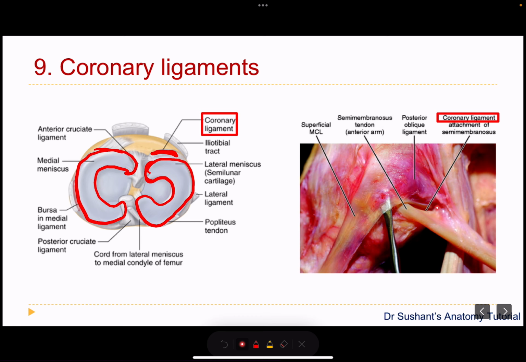Here a part of the coronary ligament is also seen. This is an actual specimen of the knee joint. So that's the coronary ligament. Very simple. These are the parts of the fibrous capsule which provide attachment to the peripheral margin of the medial and the lateral menisci. That's all.